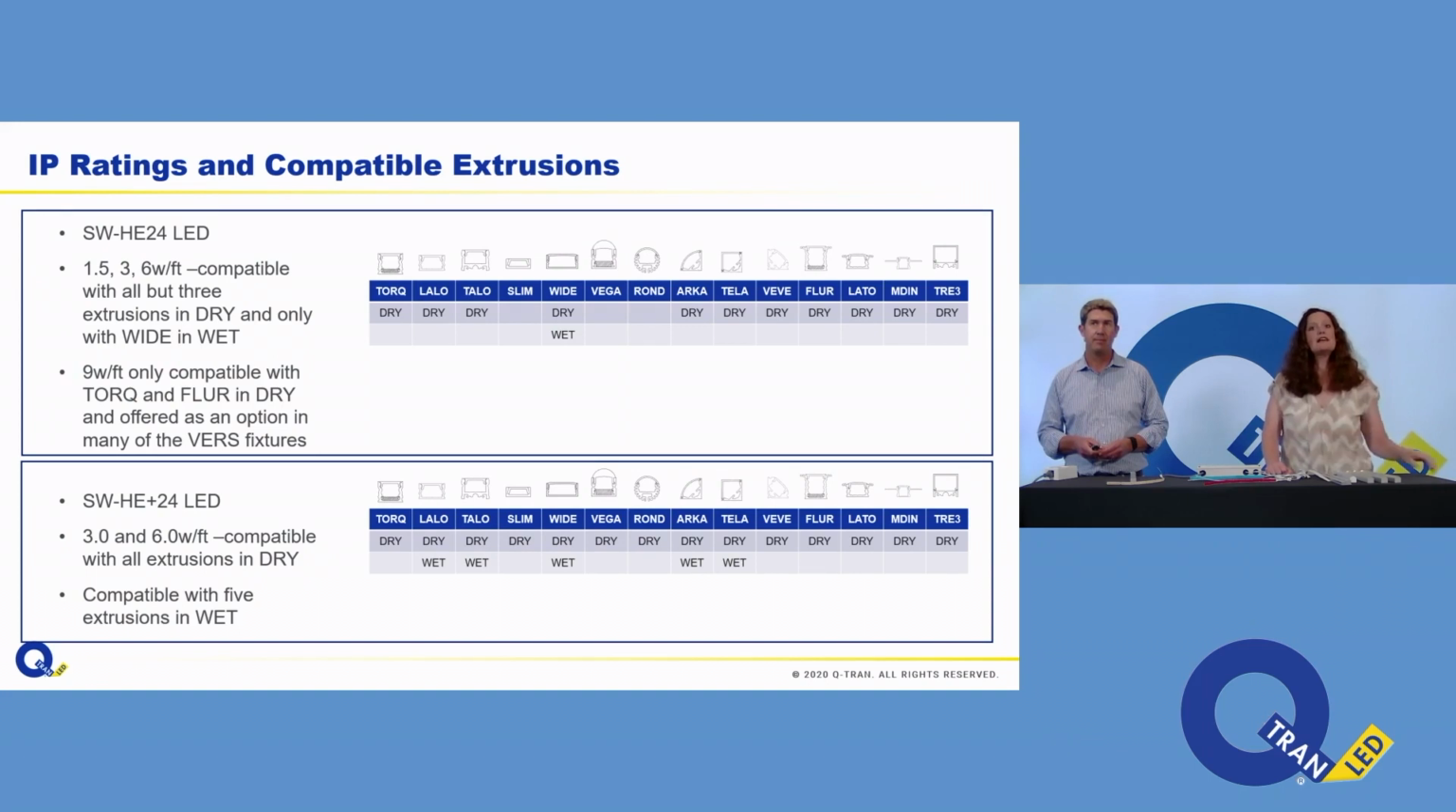The HE Plus is 3 and 6 only. It's compatible with all of our extrusions in dry and 5 extrusions in wet. So that's a great improvement.